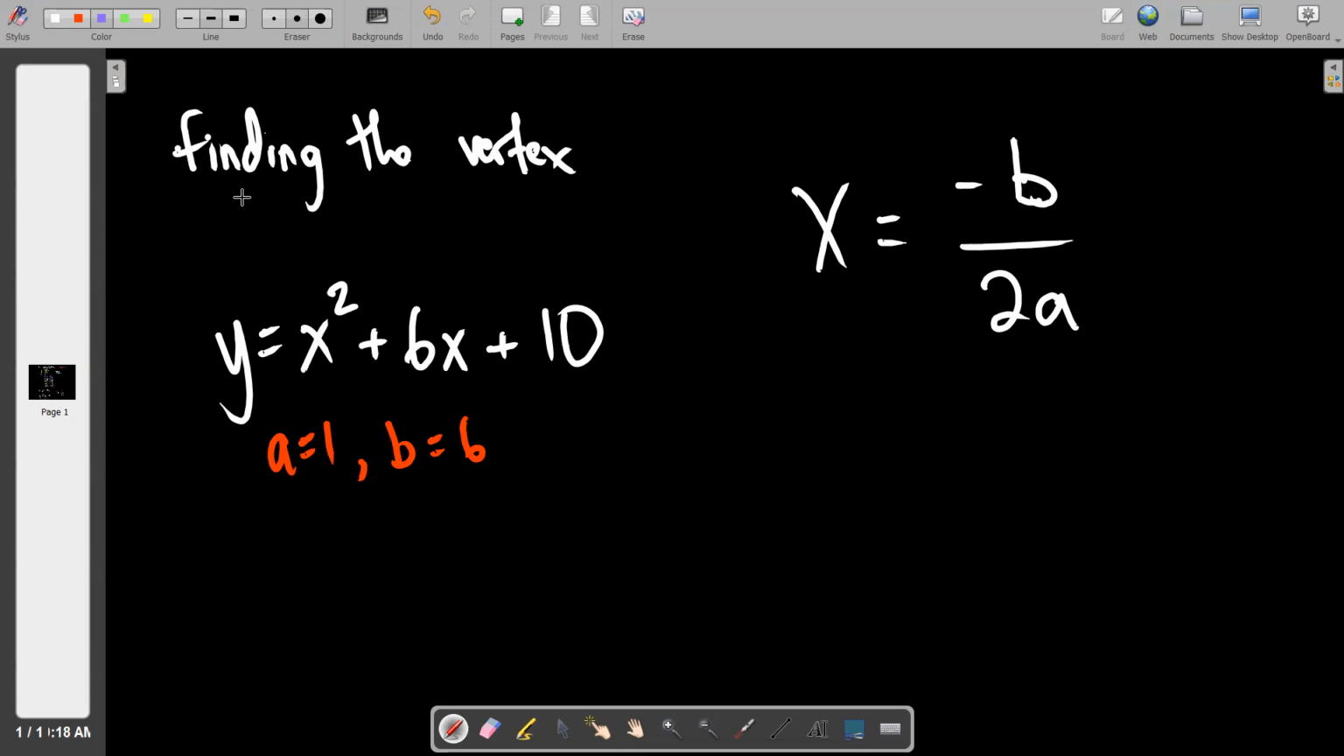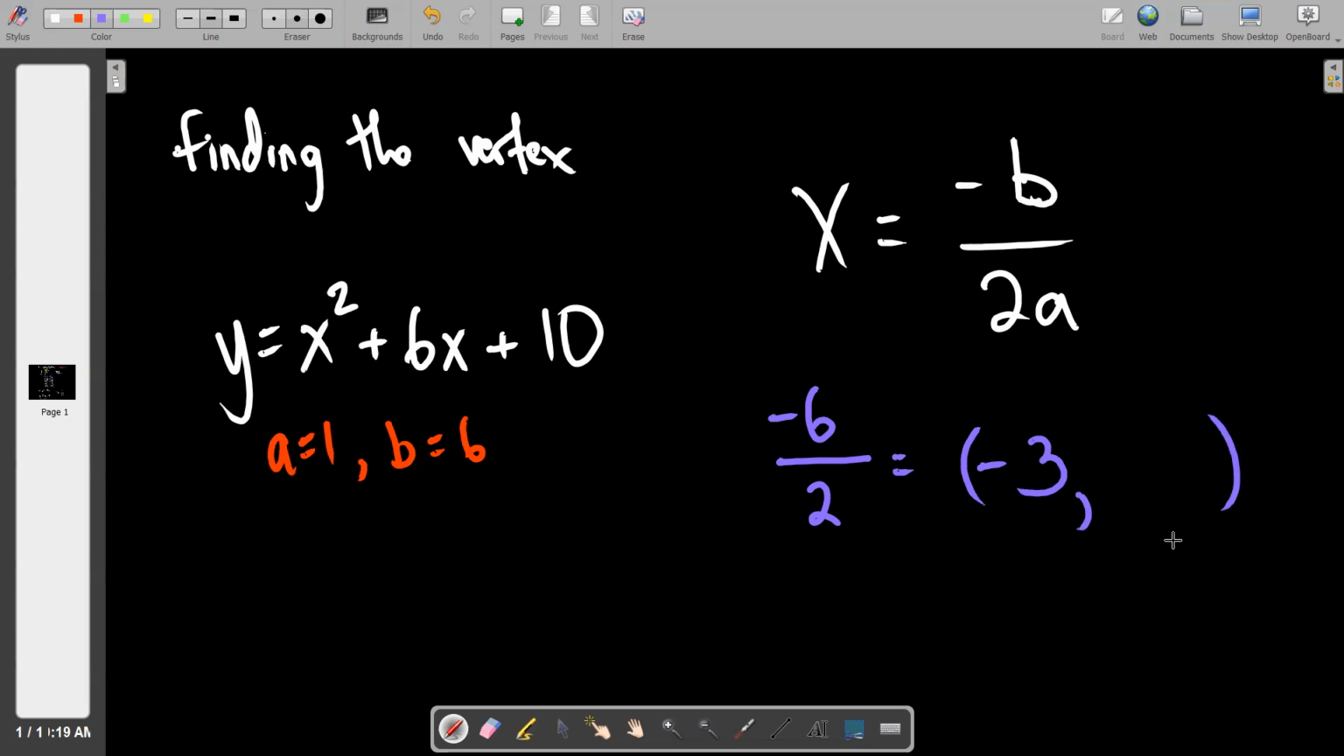Right? So what is the opposite of B? So I'm going to put negative 6 on the top. And then the bottom says to just double A. What's double 1? And what is negative 6 divided by 2? Good. So here is your vertex right there.